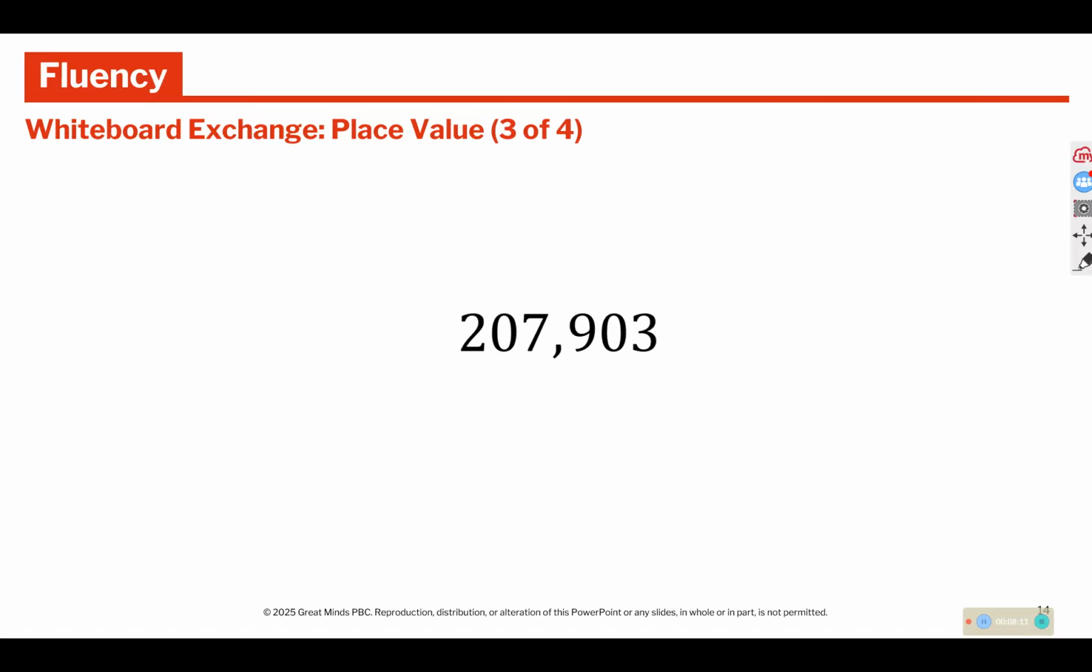Here's the next one. What digit is in the 100,000s place?